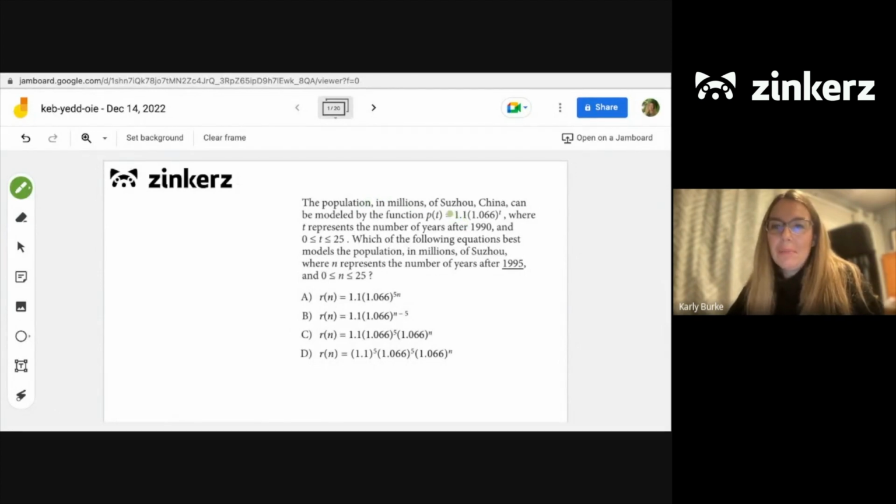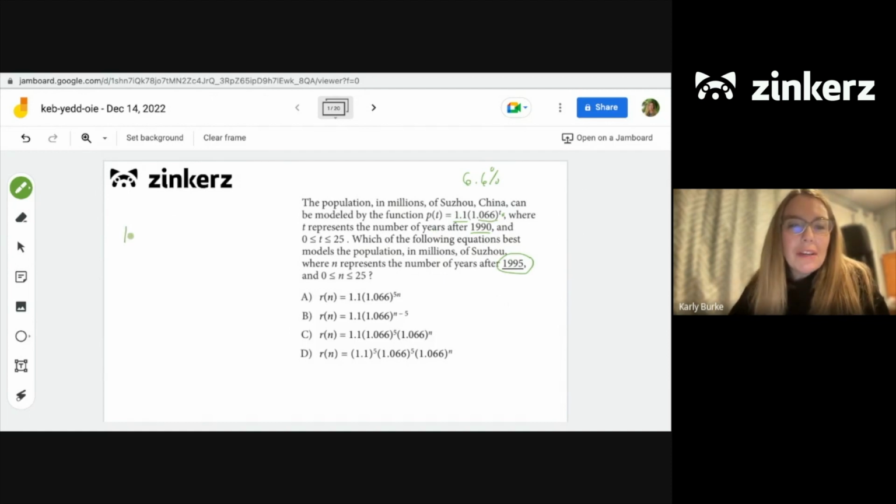We have the population of somewhere in China, and it's modeled by P of t is equal to 1.1. Remember, that's the initial value, times 1.066. This means it's growing at a rate of 6.6% per year, where t represents the number of years after 1990. So which of the following equations best models the population where n is the number of years after 1995? So you have to be very careful.